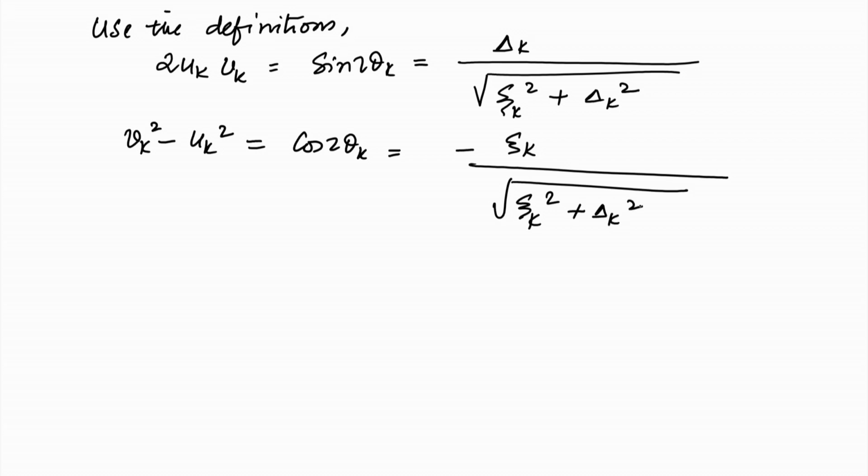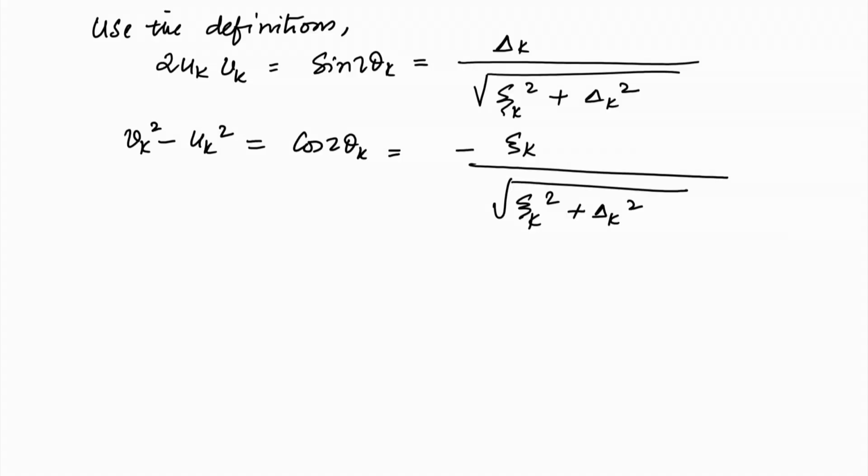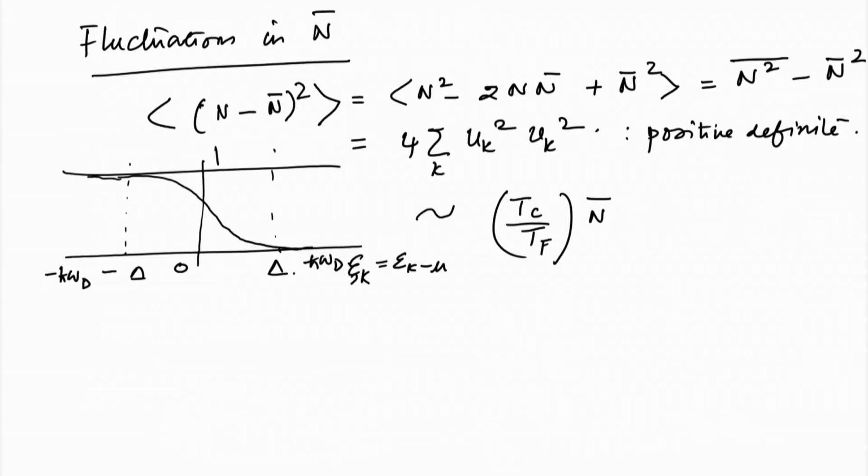There is a little bit of understanding that needs to be done here: we could have taken the other choice also, vice versa, but this choice fits all the definitions. We have taken cos 2 theta_k to be negative, because if xi_k is large, which means that epsilon_k is much greater than the chemical potential mu, then v_k should go off to 0, which is apparent from this diagram.